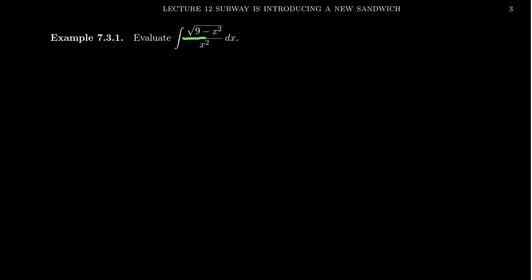Now this square root right here is going to be indicative to us that we should be using that trigonometric substitution. The reason is that you see a square root, but inside the square root, we see this difference of squares, 9 minus x squared.